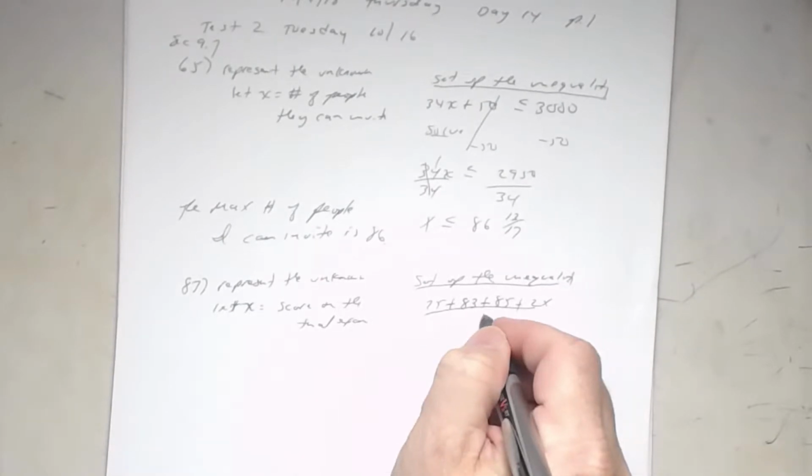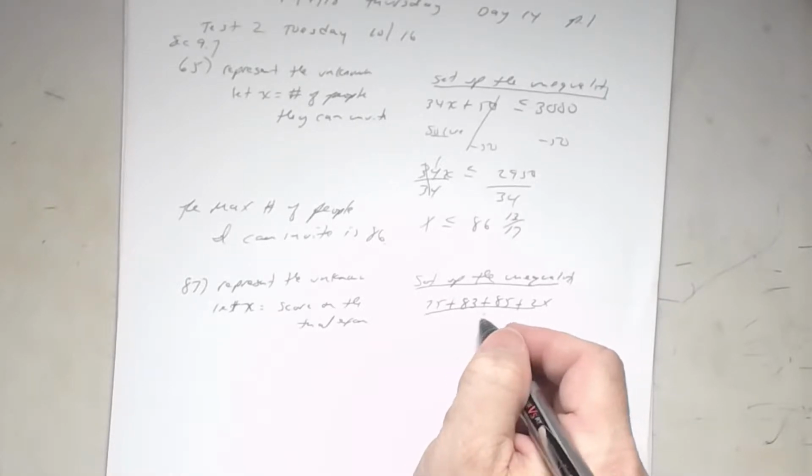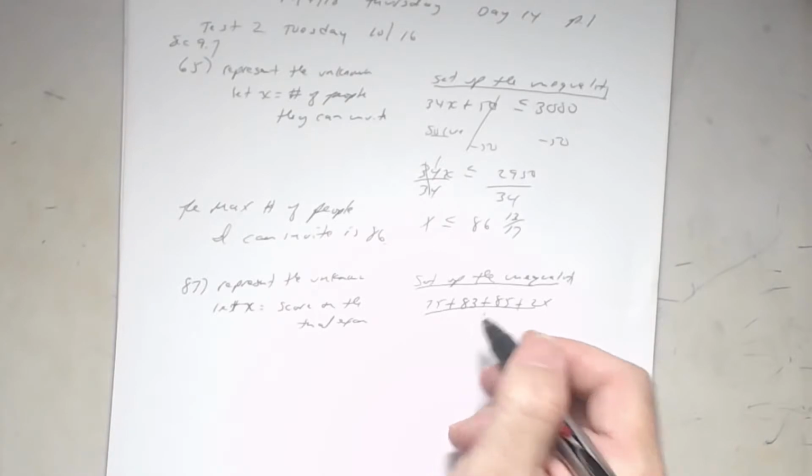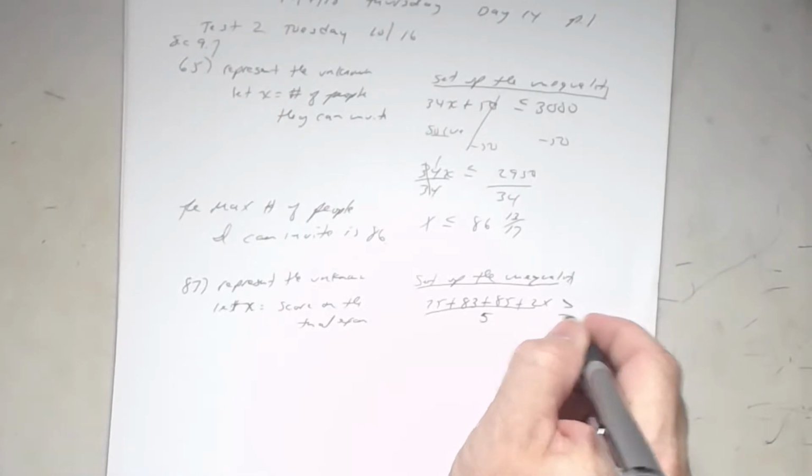All divided by what? Not 3, 5. How many test scores are there altogether? There are 5. There are 3 tests and then a final, because the final counts 2 times. So I must divide by 5. And that average must be bigger than or equal to 80. So there's your inequality. There are 5 scores altogether, the 3 tests and the final that counts as 2. And remember, to find the average, you add them up and divide by the total number you have.